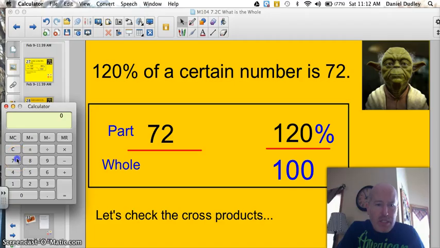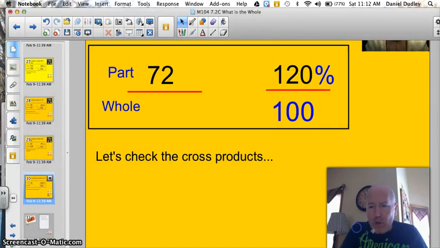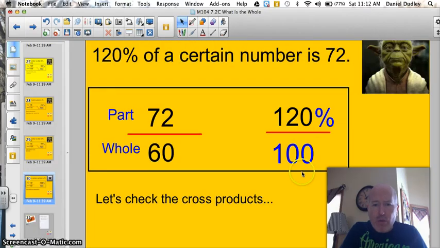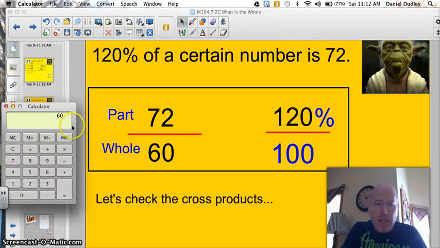So that's just going to be 7,200. And I'm going to divide that by 120. Now that's more than 100%. And I got 60. So I've got an improper fraction, but I've got an improper fraction over here too. And I knew that this was 7,200, so just to make sure, let's check the cross products. I've already got 60 in there. If I take that times 120, I get 7,200, which is the same thing here. Congratulations. It works for percentages greater than 100 too.